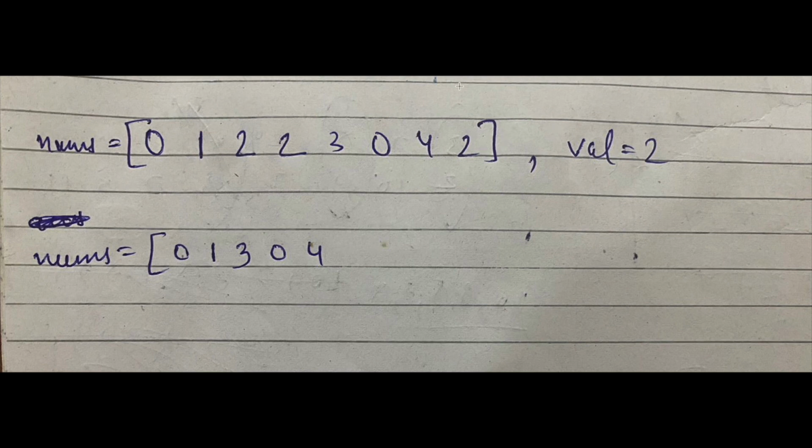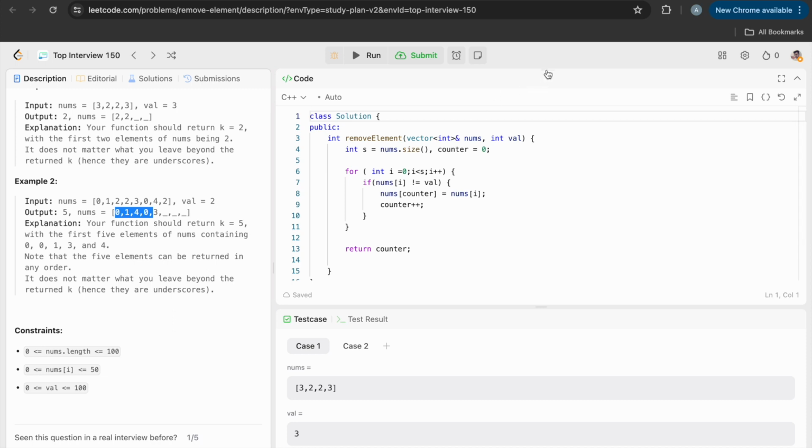So now we will come out of this loop, and then we will finally return the value of counter, that will be 5. So in this way we can get our answer, all the elements which are not equal to 2, and finally we will return the number of the elements. So yeah, the code is very simple.